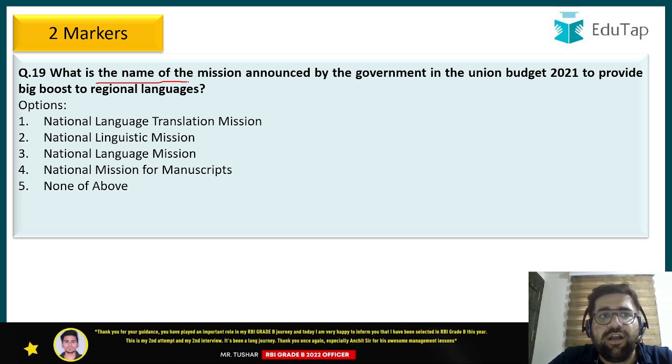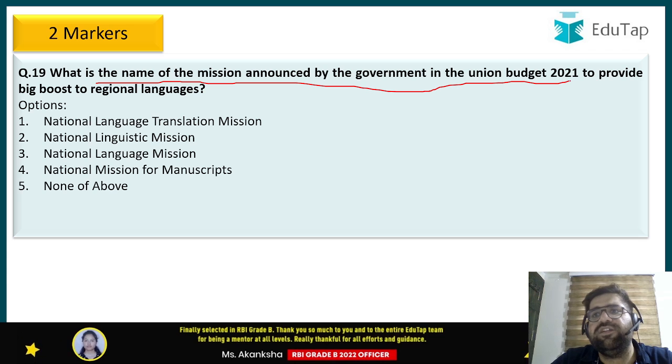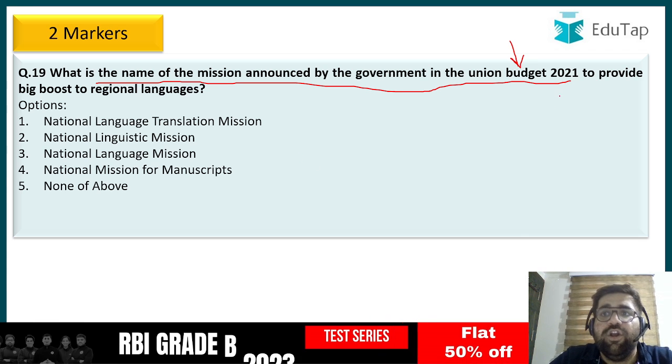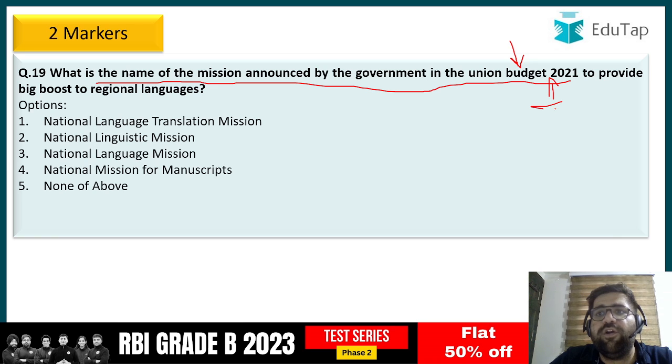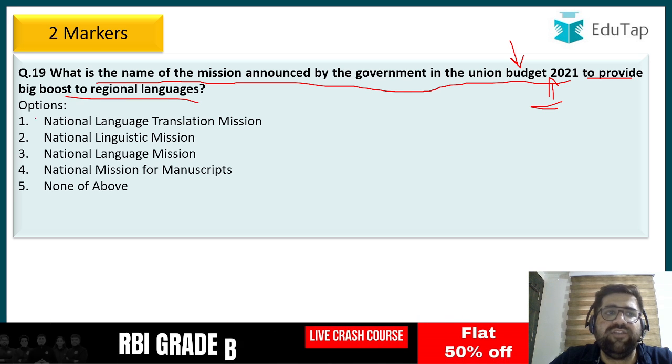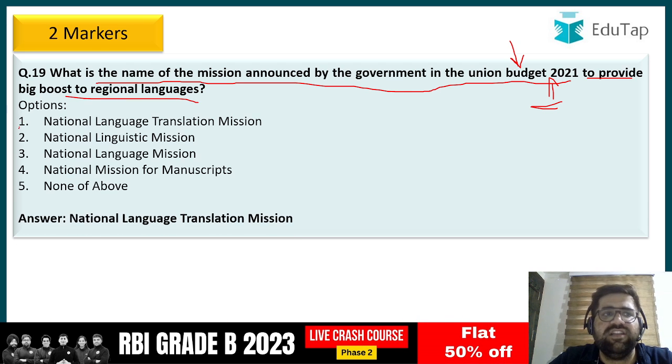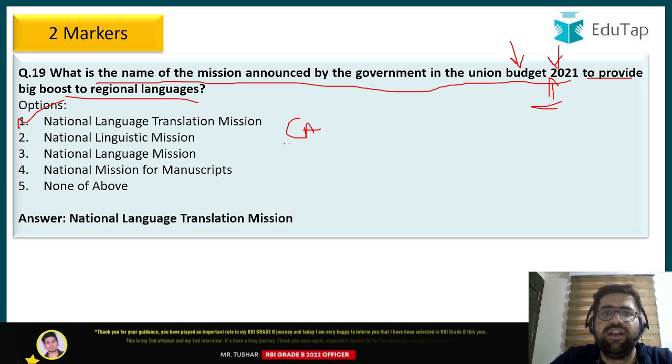What is the name of the mission announced by the government in the Union Budget 2021? This question has been directly taken from the Union Budget, so you have to pay importance to the Union Budget of 2023 as well. To provide a big boost to regional languages, the answer will be the National Language Translation Mission. Now, this was in Budget 2021, mind you. So this is also based on current affairs only.